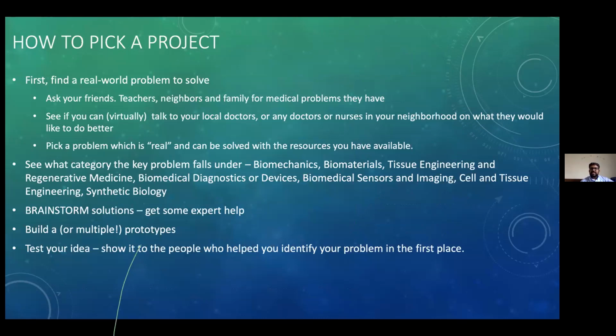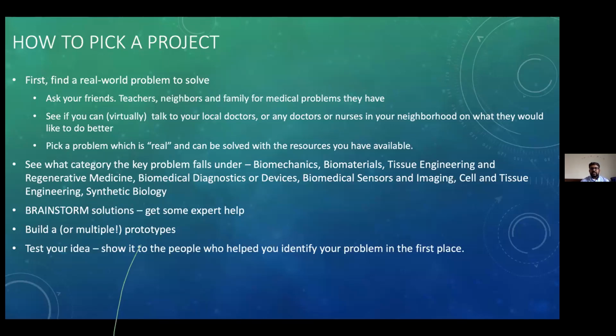You ask your friends, teachers, neighbors, family for medical problems they have. And it need not be something too crazy, like you're not trying to build a brand new heart for someone or a brand new kidney for someone right now. But you can start with doing something simple. Like for instance, if you have elderly grandparents at home and they need assistance in walking or in reading or in listening, hearing aids, those are just simple things that you can start researching those technologies and see if there is something that you can do with that.